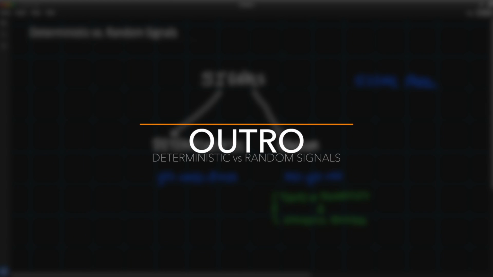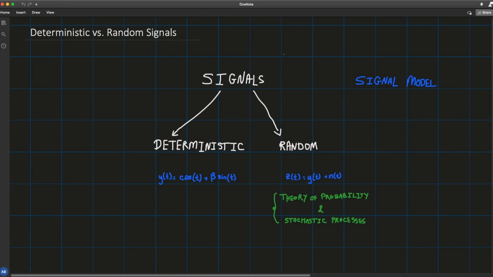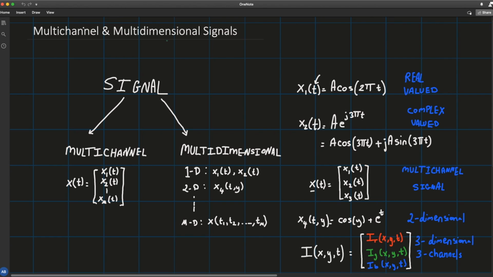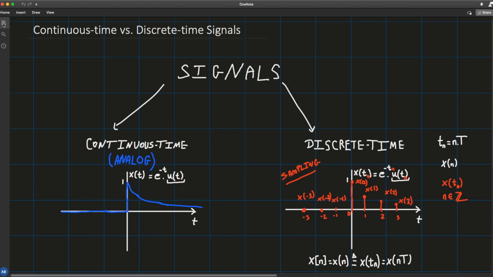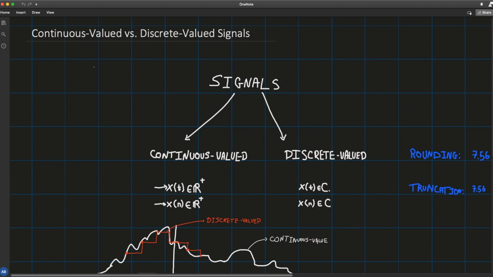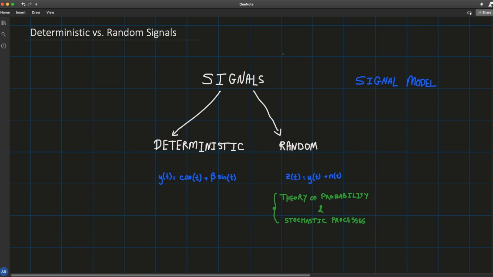So that's all I have to say about the difference between deterministic and random signals. You might observe that my lectures up to this point are really short, but that's because we're classifying signals. So whether we touched upon multi-channel versus multidimensional signals, or continuous versus discrete time signals, or even continuous valued versus discrete valued signals, we're just doing a classification of signals. So it is really interesting and important to keep in mind what signals you're processing. And that's it for this lecture.